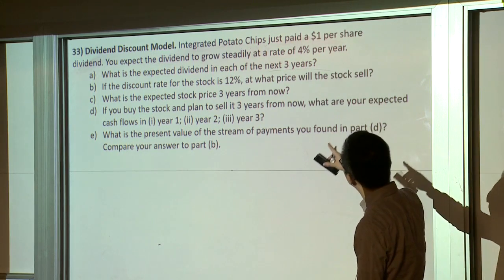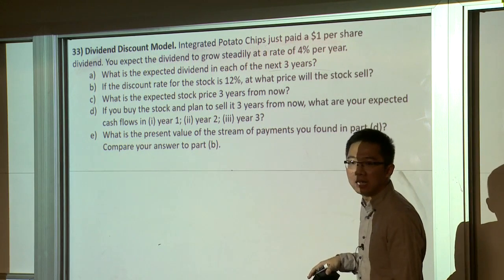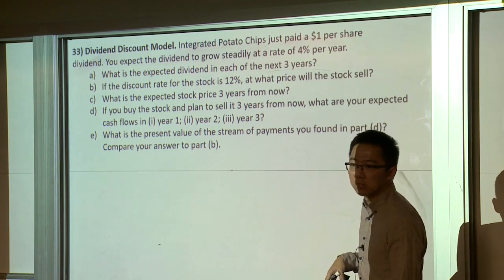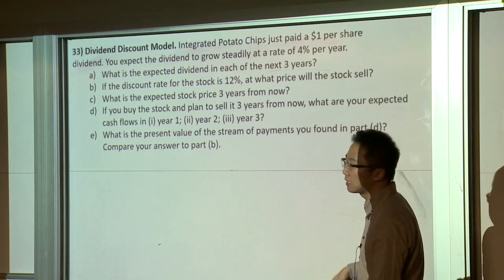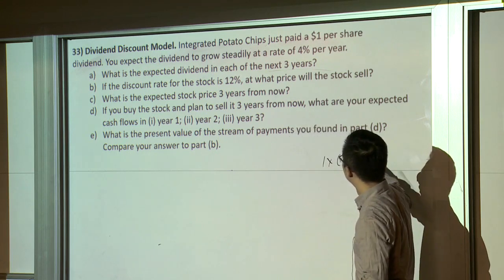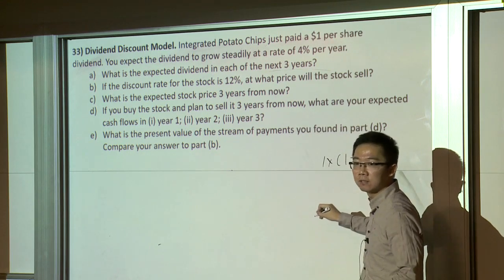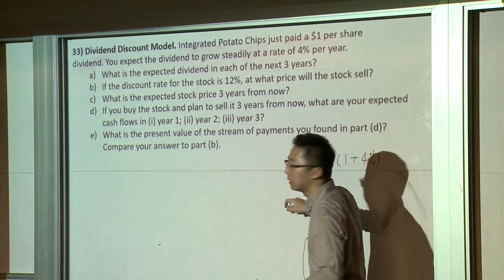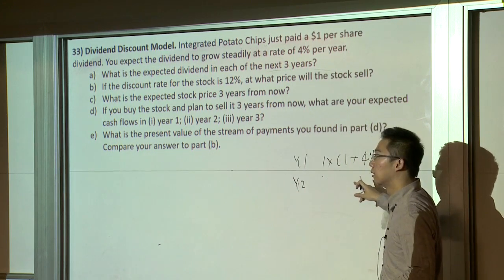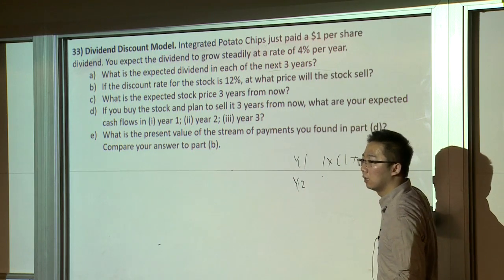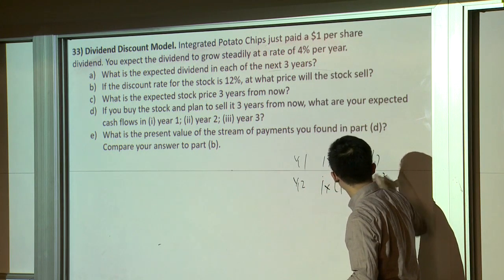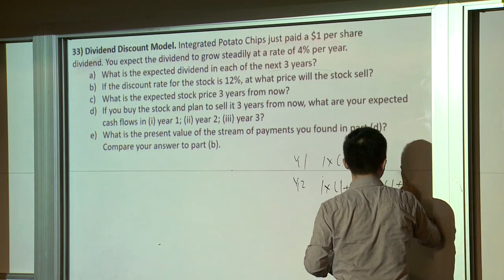It's going to steadily increase at a rate of 4% per year, and it just paid a dividend of $1 some time ago. Now let's see, what is the next dividend? It's going to be 1.04, so that's the dividend for year 1. What about year 2? 1 times 1.04 squared, or we can just multiply by 1.04 once more.